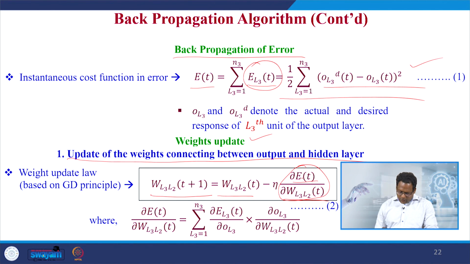The second term, dou E by dou W L3 L2, is given again by the summation over L3 equal to 1 to N3 of dou E L3 by dou output, into dou output by dou W L3 L2, where the chain rule plays a vital role.